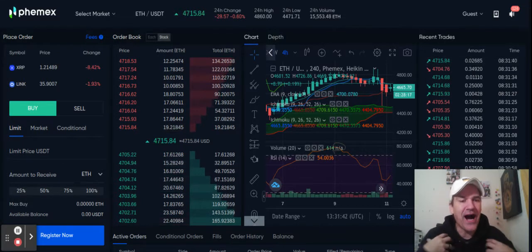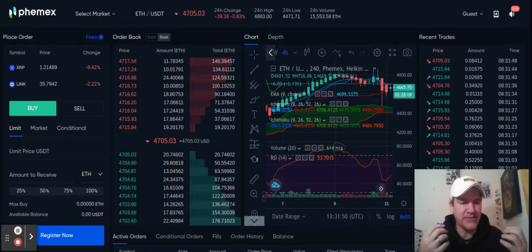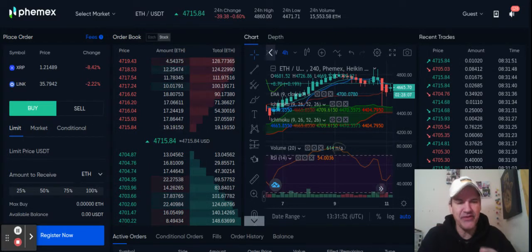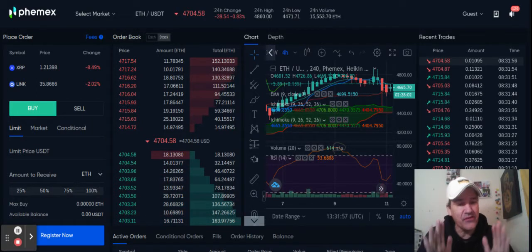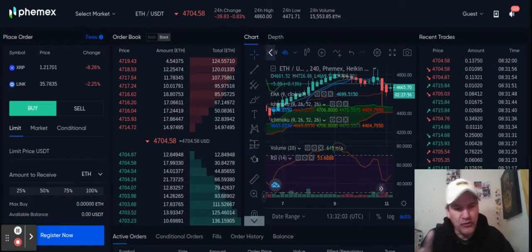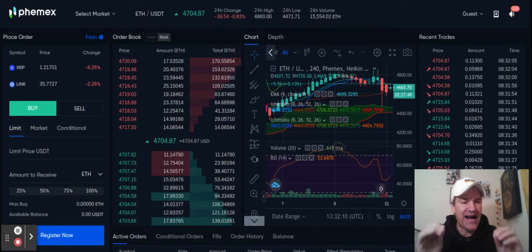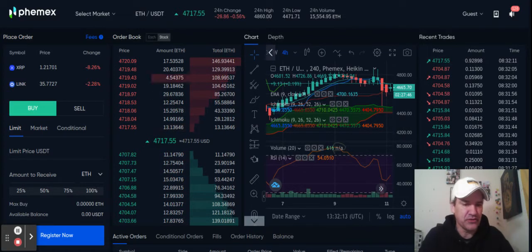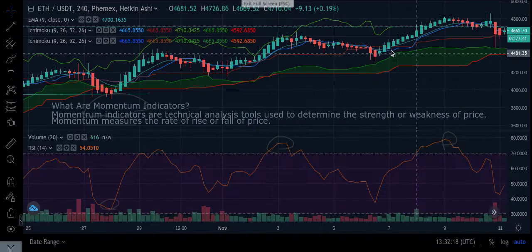Why this works 90% of the time, and why 90% of your trades will be winning trades if you follow the momentum indicators. Obviously, as I said before, there are thousands of other indicators you can use that will make you a better trader, but these are the very simplest ones. You can grab a cup of coffee, open up your laptop, Chromebook, or cell phone, wherever you're trading, get into your exchange, look at it, and it tells you everything. I look at this before I even look at the price chart. So we're going to open this back up and finish off where we were.